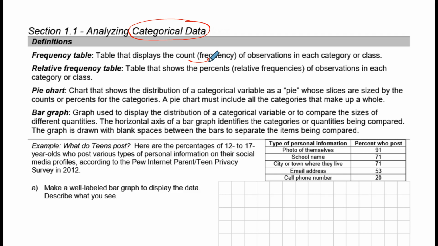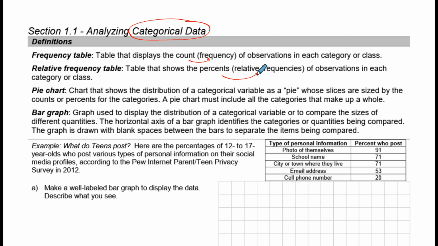A relative frequency table shows percents, also known as relative frequencies. So count and frequency mean the same thing. Percent and relative frequency mean the same thing. Moving on to pie chart. You've seen pie charts probably since the first or second grade. Of course, we'll find a way to make it slightly more difficult than what you saw back then.